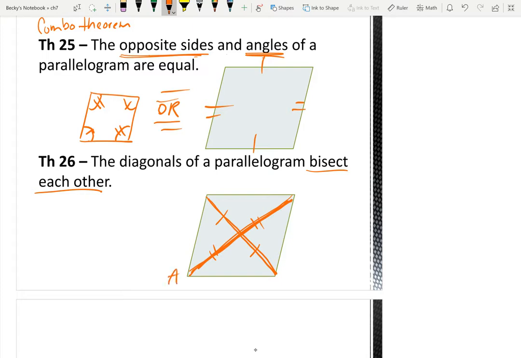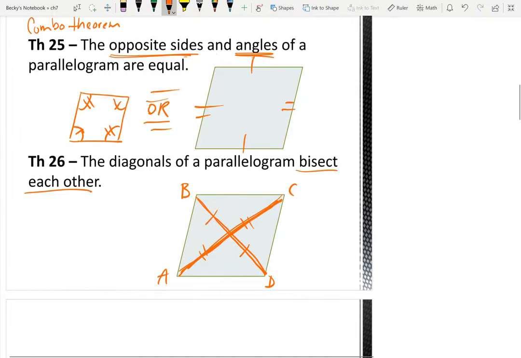So if I label what is equal, we have to label the middle. AE is equal to EC, and BE is equal to ED, but they're not all equal to each other. Hope that makes sense.